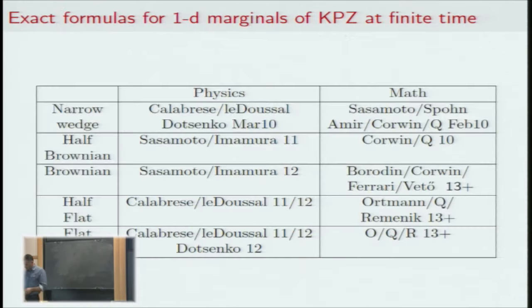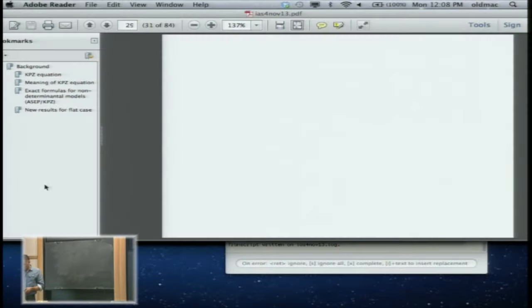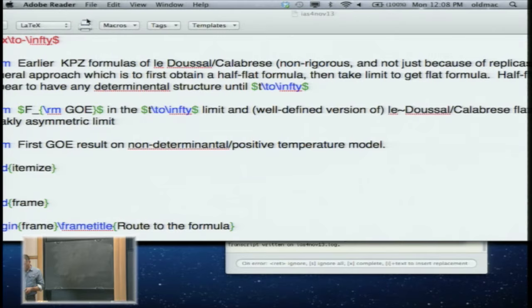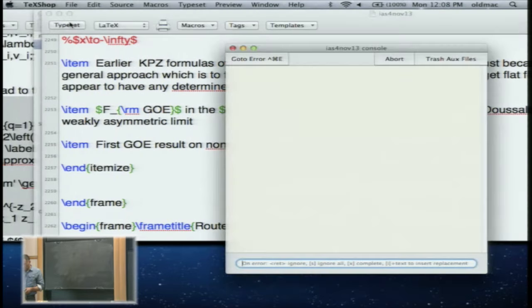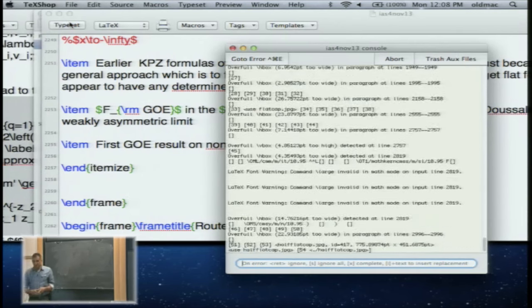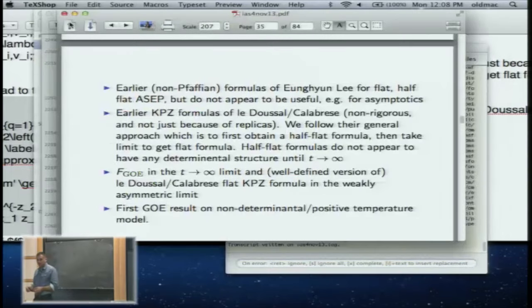Okay. What? Oh, great. Now, this is supposed to be an exact formula, I thought. Yeah. What does it mean for an exact formula not to be rigorous? Yeah. It's a good question. I have no idea what happened to the rest of the PDF, so hopefully.